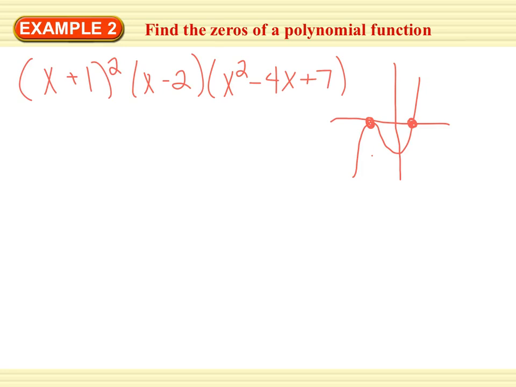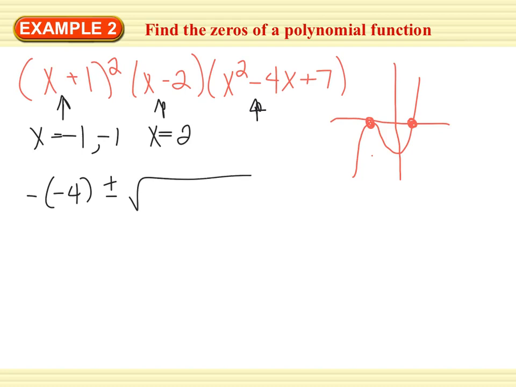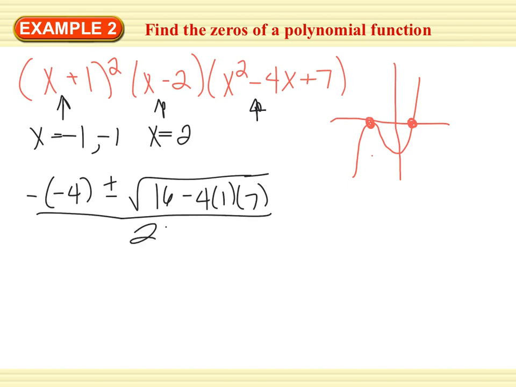This solution right here gives me x equals -1 twice. This solution gives me x equals 2. I need to solve for this one. I need the quadratic formula for it. So negative b plus or minus the square root of b squared minus 4 times a times c, all over 2a. So 4 plus or minus the square root of -12 all over 2.